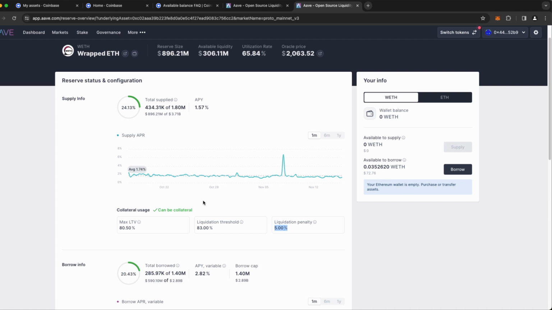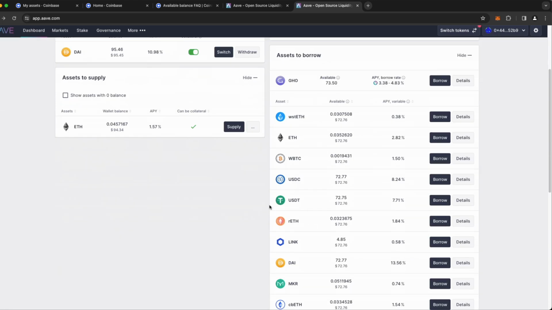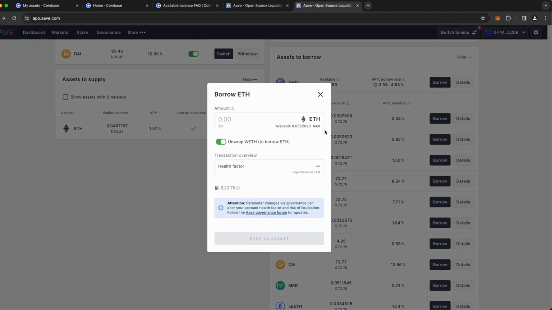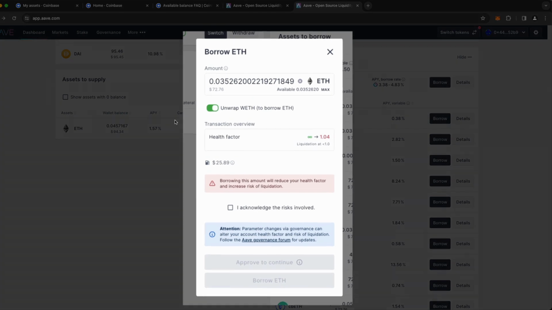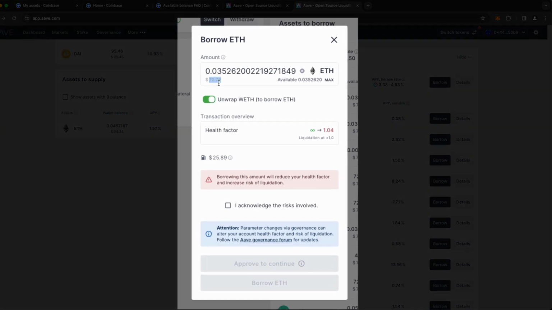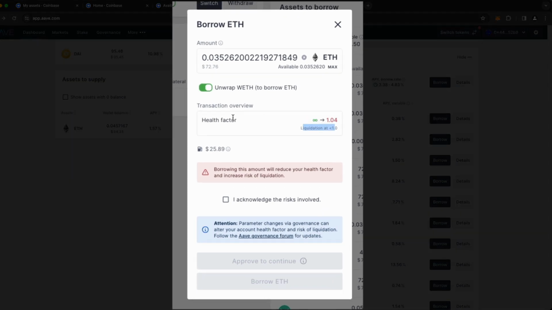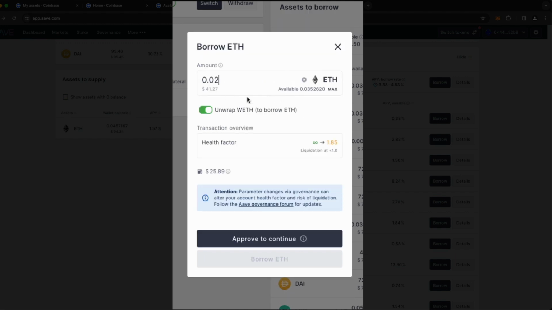Well, there's probably no perfect way to borrow safely. There's always risk. It's like taking out a loan. So if we are going to borrow something like this, instead of borrowing the max amount, which is $72 on our $95, and which is going to put us very close to the liquidation threshold, putting our health factor into the red, we can borrow something safer like 0.02, and now we're at 1.85.